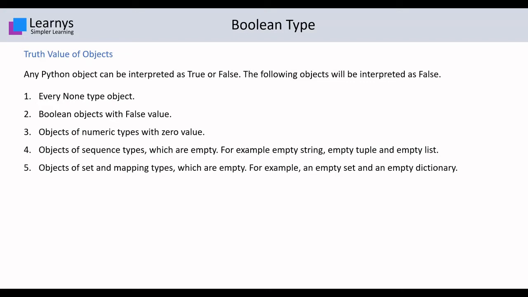Objects of the set and mapping types which are empty, that is an empty set or an empty dictionary, will also be interpreted as False. All the other objects except these 5 points mentioned over here will be interpreted as True.